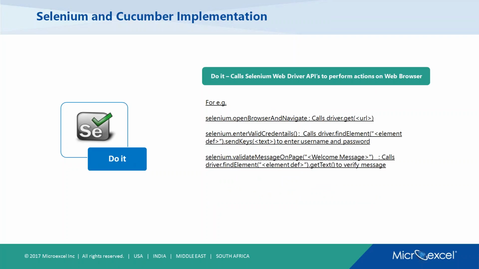This is the code which is written behind the open browser and navigate function, which is the driver.get programming code. This driver.get code is written in the Selenium API, and it helps you to launch your browser. For enter valid credentials, you are using driver.findElement, and then you are putting your text, which is your valid credentials, username and password, into those fields. That's the coding which is done behind the scene, but for a BA, it just seems like a business flow.